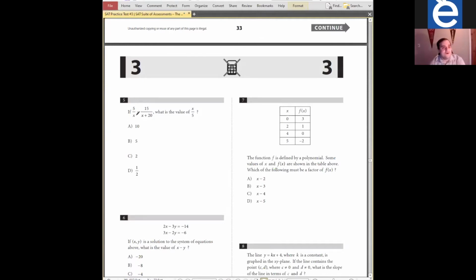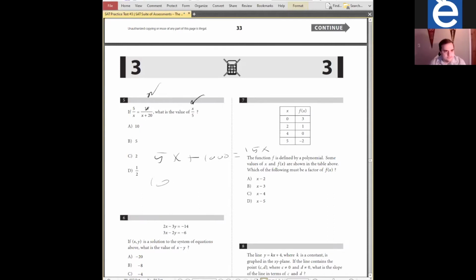If 5 over X is equal to 15 over X plus 20, what is the value of X divided by 5? All right, so what's the path of least resistance on this? The path of least resistance is to just do the algebra. All you need to do here is cross multiply and solve. So we would get 5X plus 100, because we'd multiply both sides by X plus 20, cancel out there, and then that would be equal to 15X.